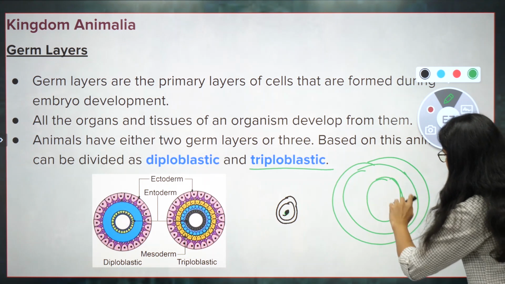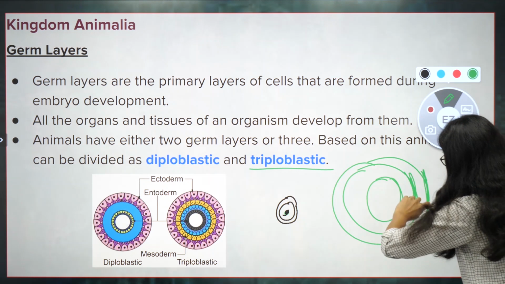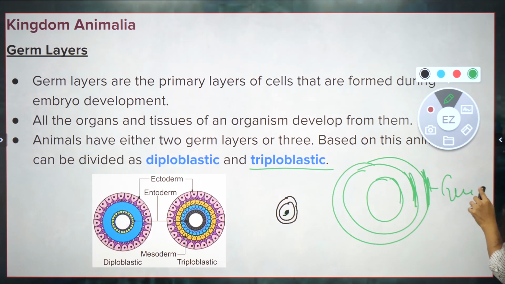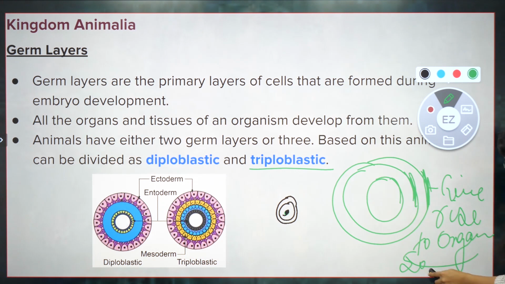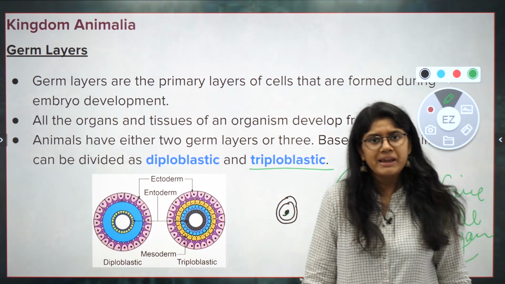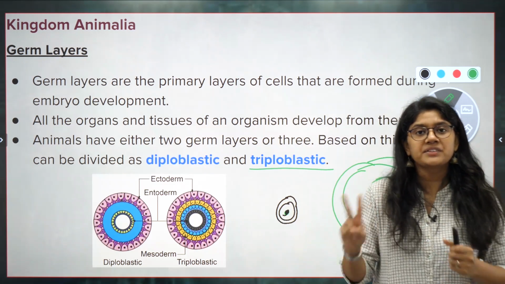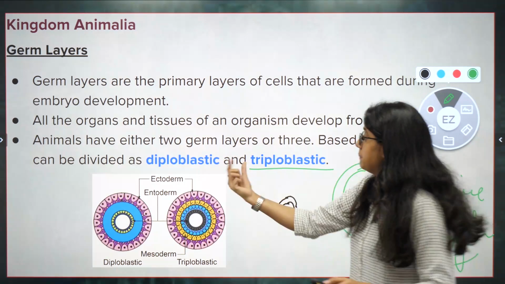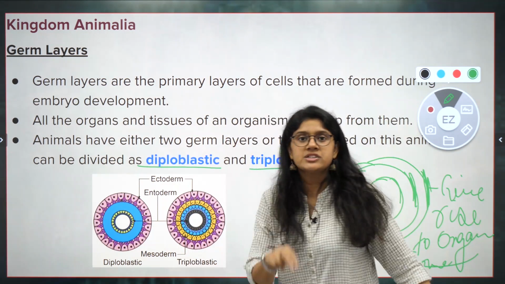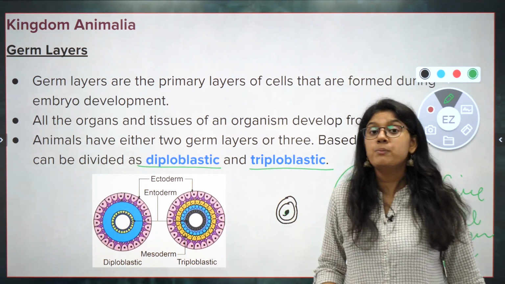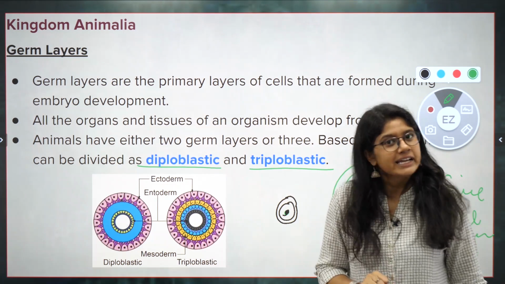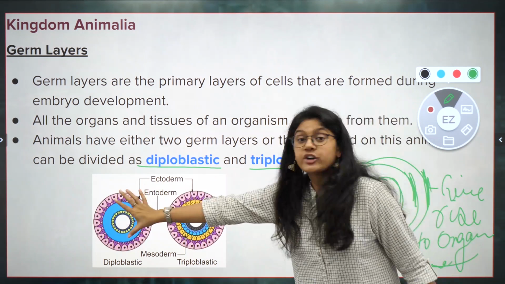Each of these layers will give rise to some organ, some of the other organ. They will help in the development of the organs. So in the layers we can understand there are two different types. Diploblastic means 2 layer, triploblastic means 3 layer. Clear, everyone? Now let's see the different layer names.